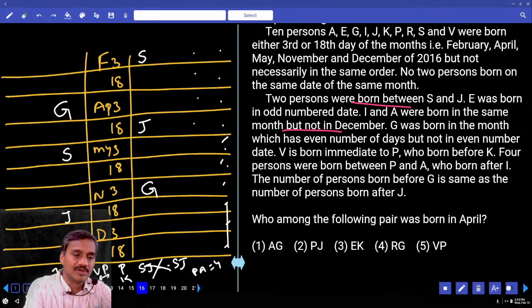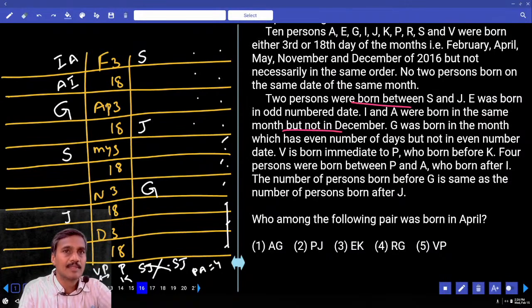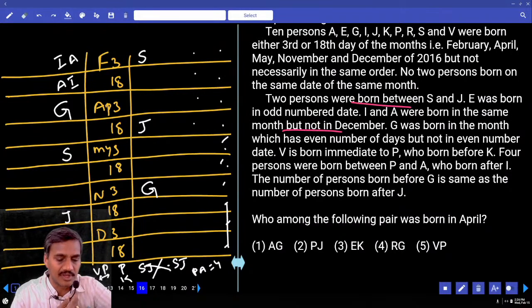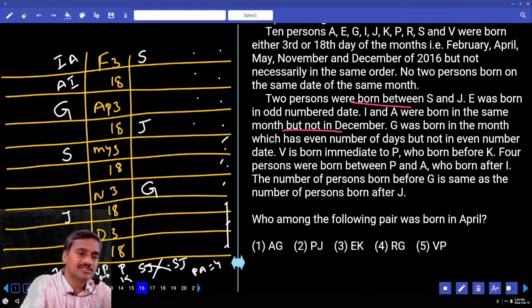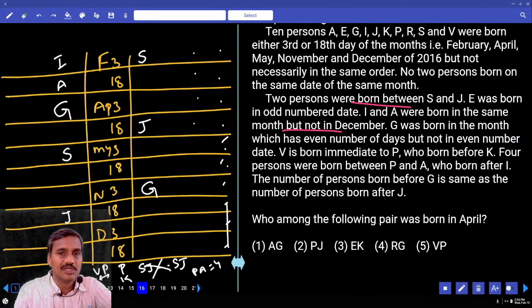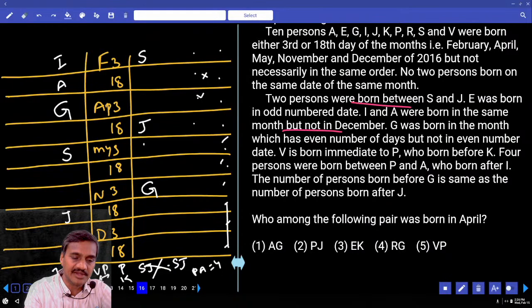Now in this case, if I is here, A will be here, or if A is here, I will be here. I is before A. As I is before A, I and A will be like this. I cannot be here. Hence here, I and A must be like this.